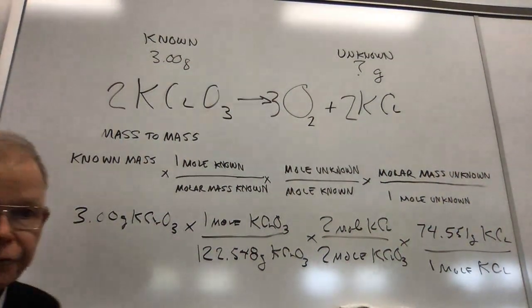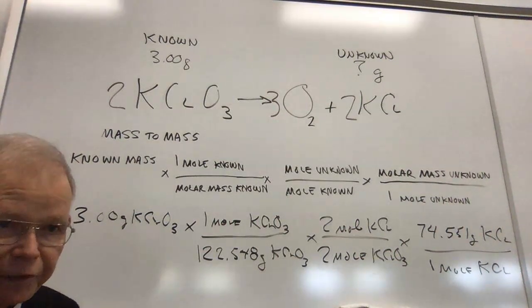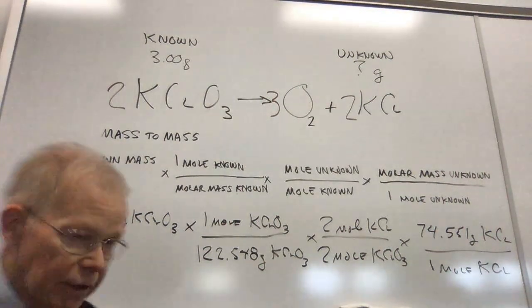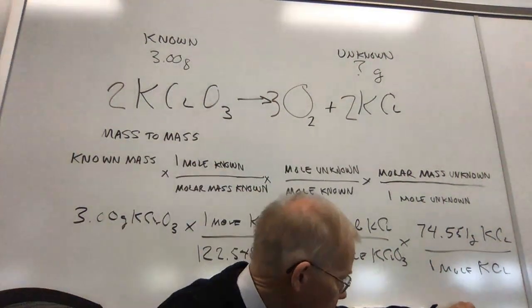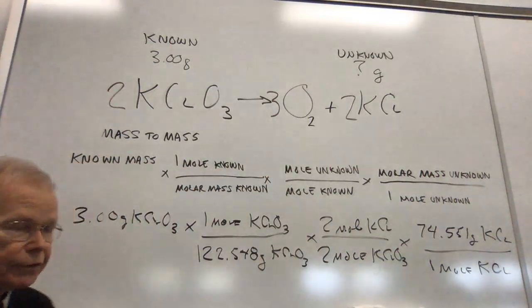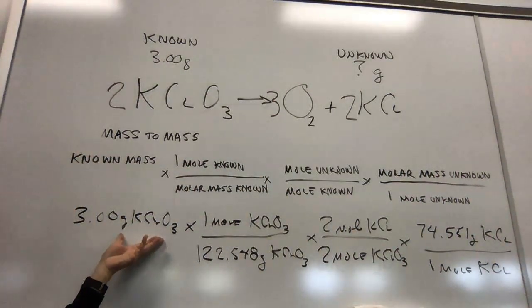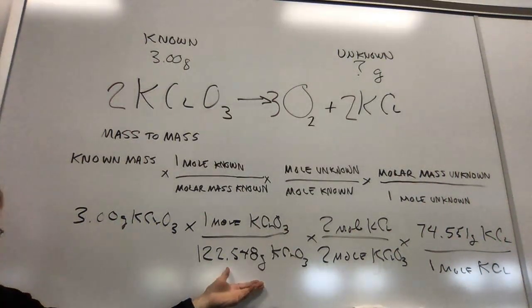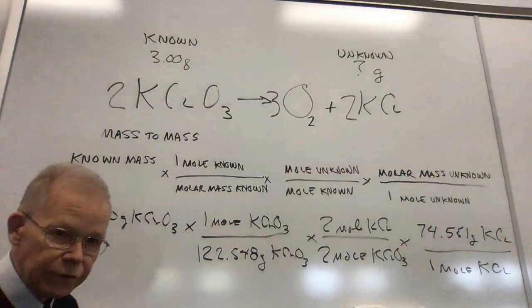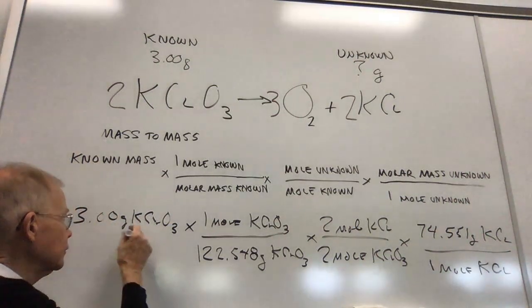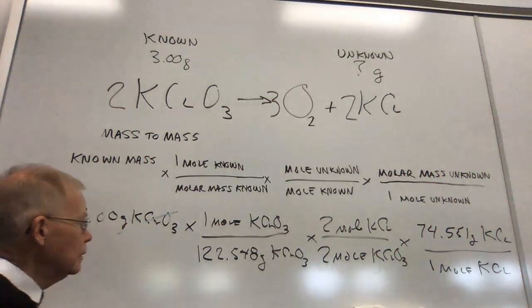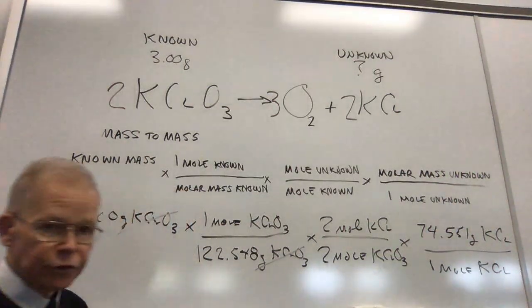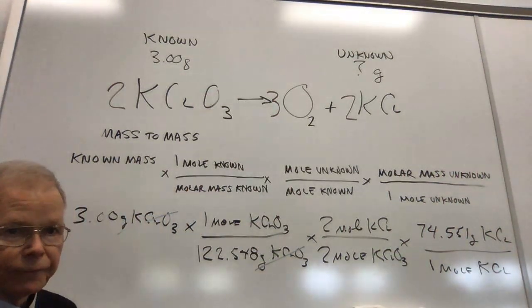And here's where the factor label process, or dimensional analysis, comes into play, and it's very handy. I'm going to look at my units. Here I have grams of KClO3. Down here I have grams of KClO3. Those units are the same. One's in the numerator, one's in the denominator. I'll cancel out the unit. The number stays, I just cancel out the unit.